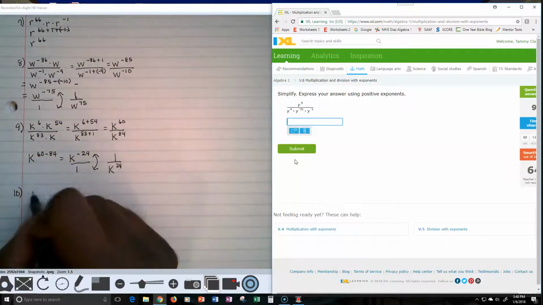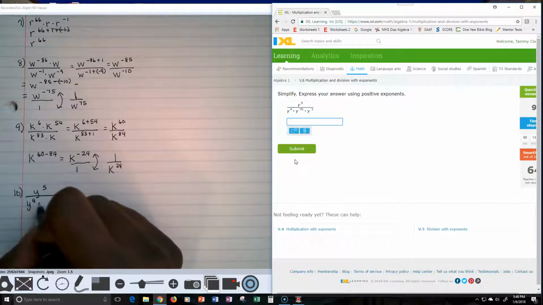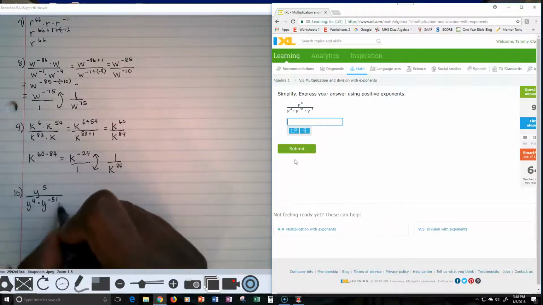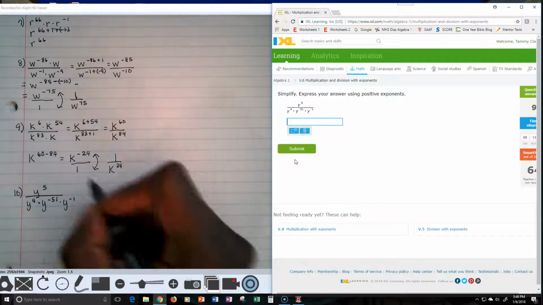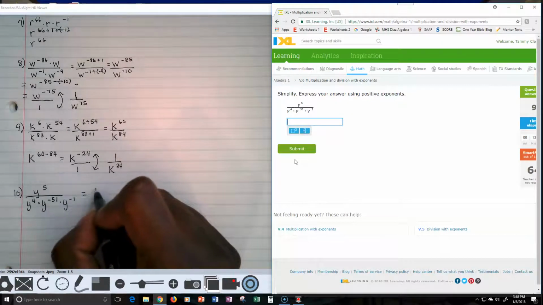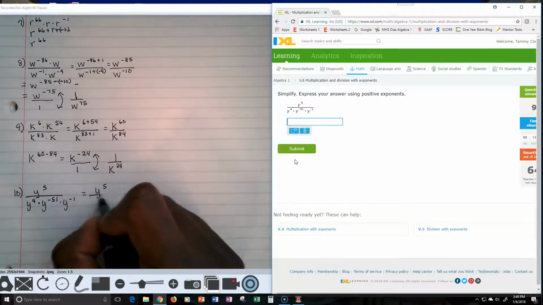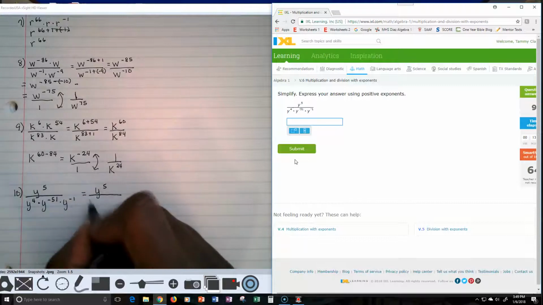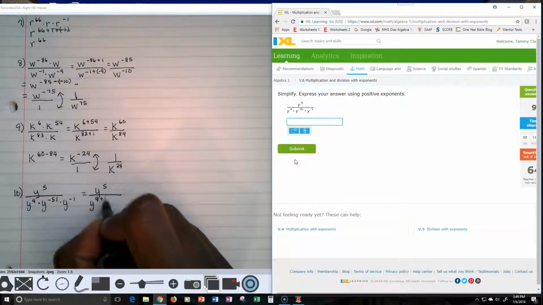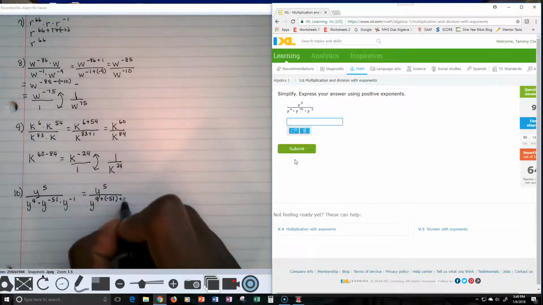We've got y to the 5th divided by y to the 4th multiplied by y to the negative 51 multiplied by y to the negative 1. So we've got y to the 5th, that stays the same, but on the bottom we've got to add all these exponents. So y to the 4th plus negative 51 plus negative 1.